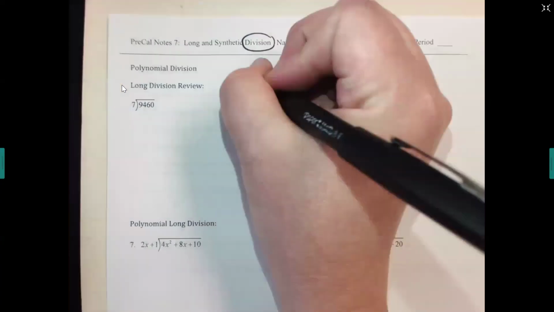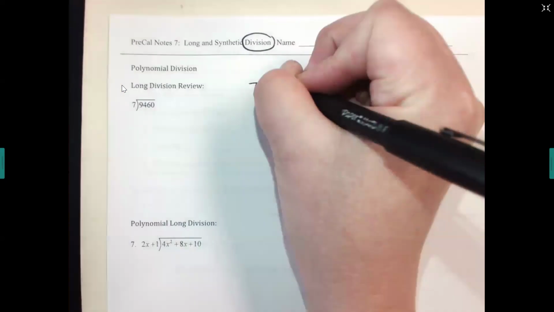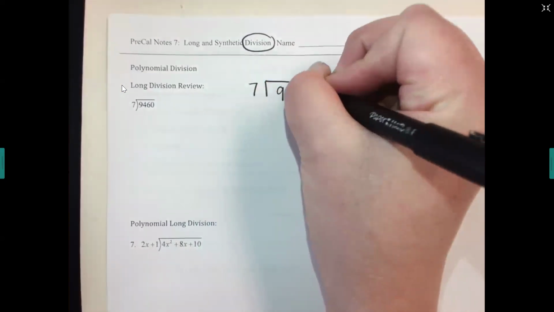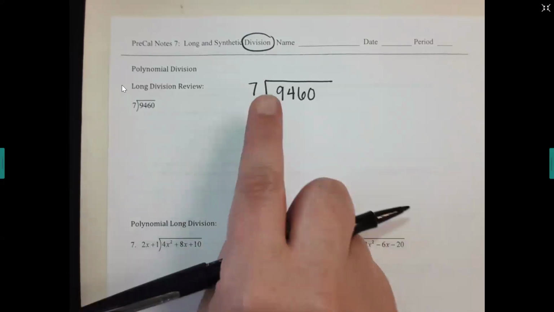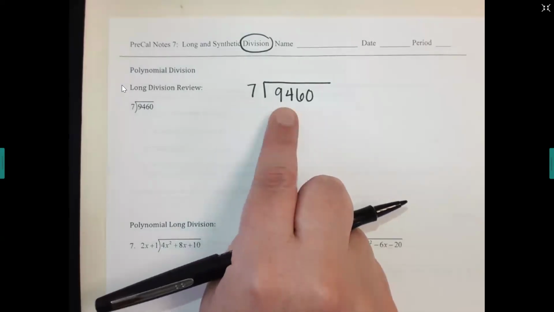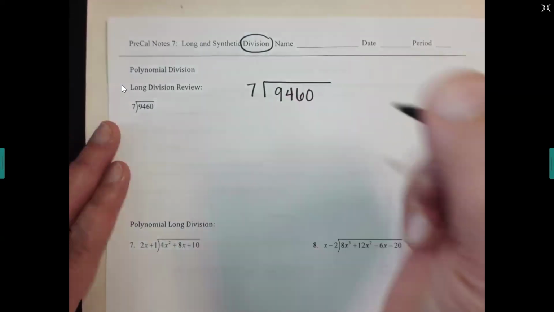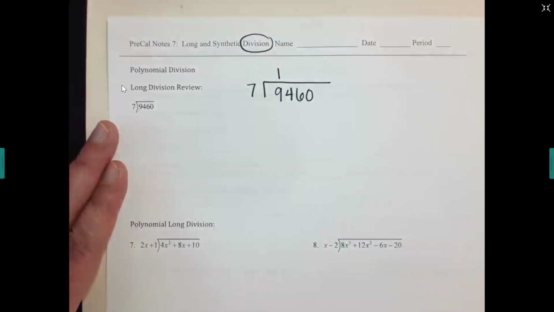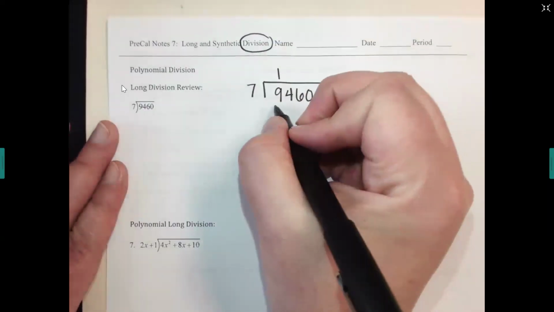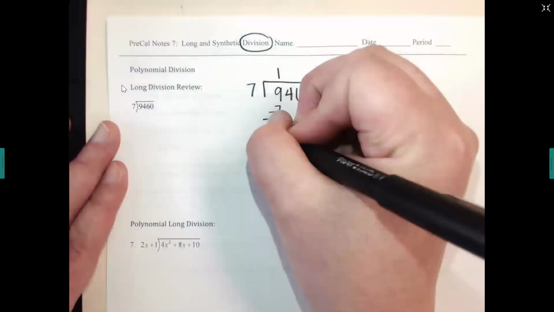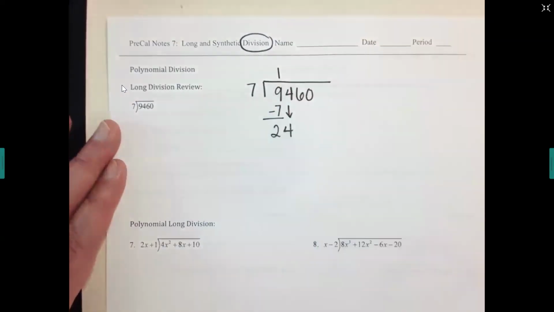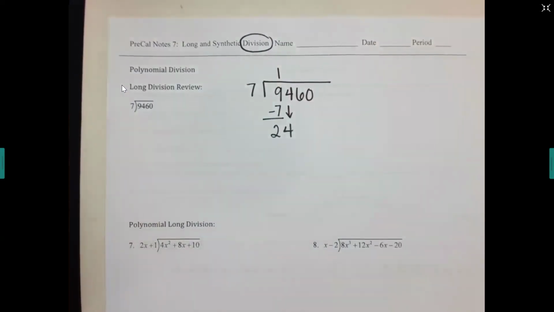So 7 divided into 9,460. When you were in 3rd grade, you learned how to do this. You would ask yourself, how many times does 7 go into 9? One time. You would put a 1 at the top, and then 1 times 7 is 7, and then you would subtract. 9 take away 7 leaves me with how many? 2. Then you carry down the 4. And then you would repeat, and you would say, how many times can 7 go into 24? 3.